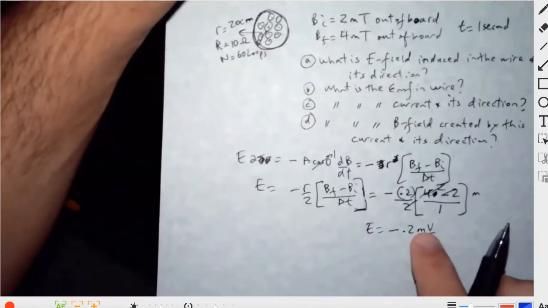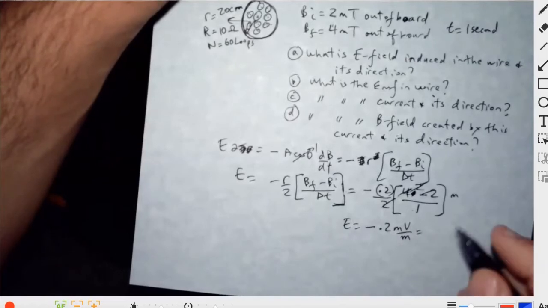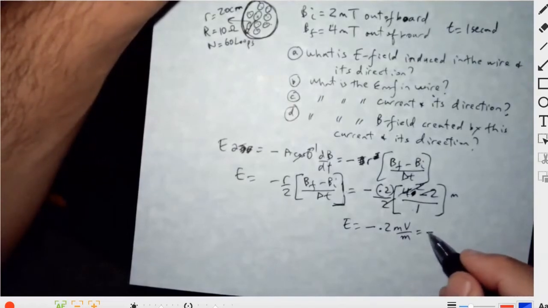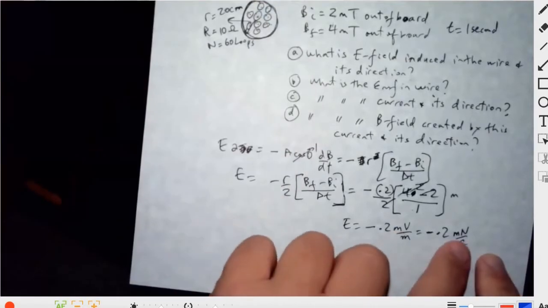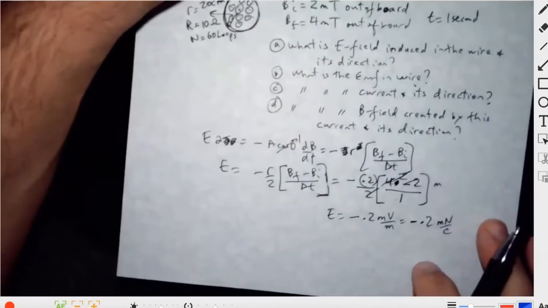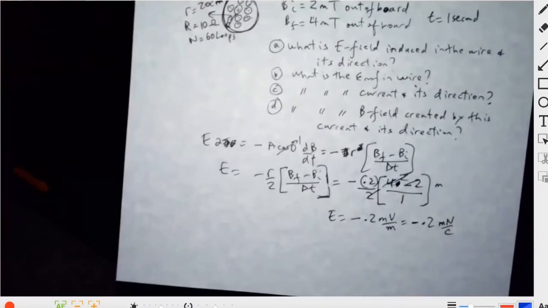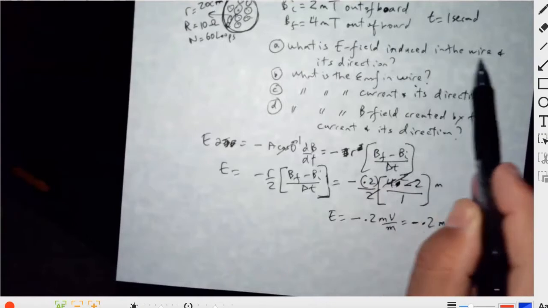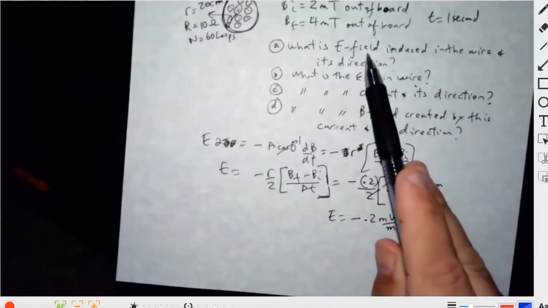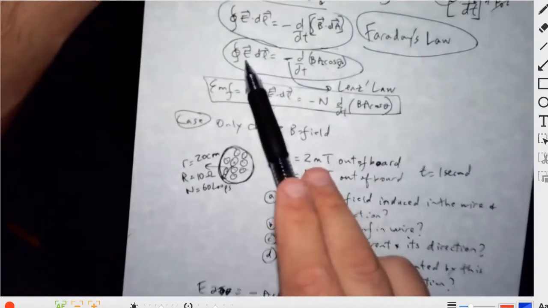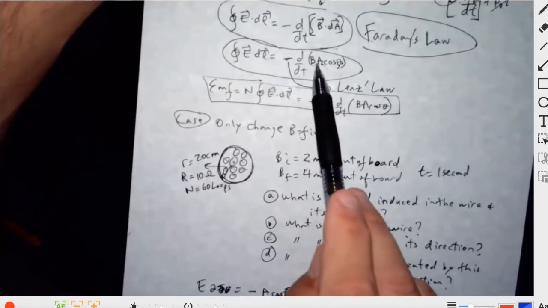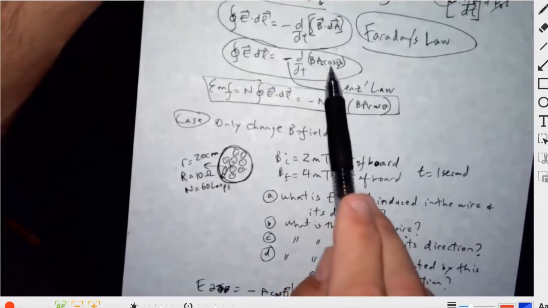That looks weird, huh? Millivolts per meter looks like milli-meter. So it's probably better to write negative 0.2 millinewton per coulomb, because remember, volts per meter is the same thing as newton per coulomb. So what is the electrical field induced in the wire? Notice that to calculate the electrical field, we don't use the number of loops. We just use the regular Faraday's law, E dot dl, and we don't have the N, the number of loops.